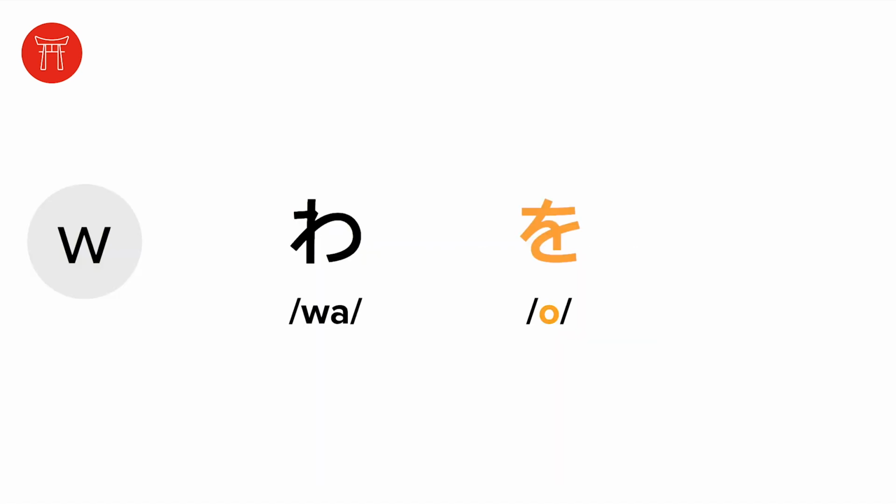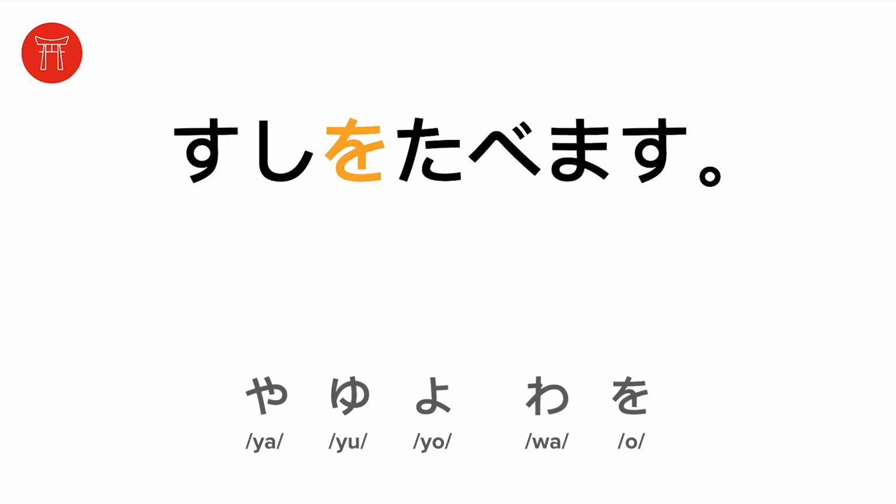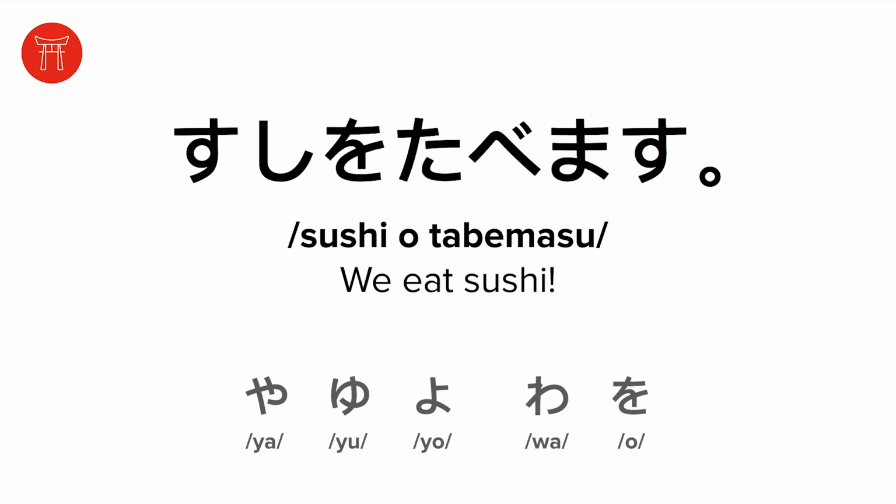Now, you'll see we have a different character for o here. This hiragana is unique and has its own special function in modern Japanese. It appears in a sentence like this. Su, shi, o, ta, be, ma, su. Sushi o tabemasu. We eat sushi.